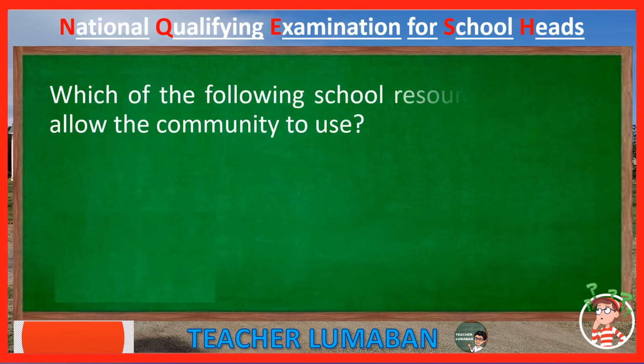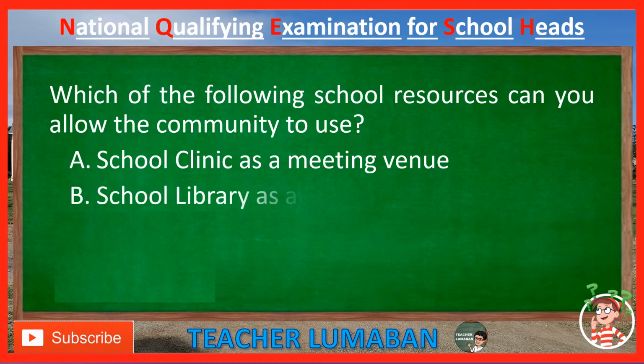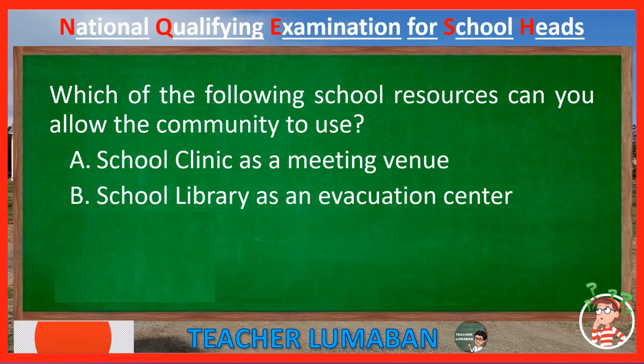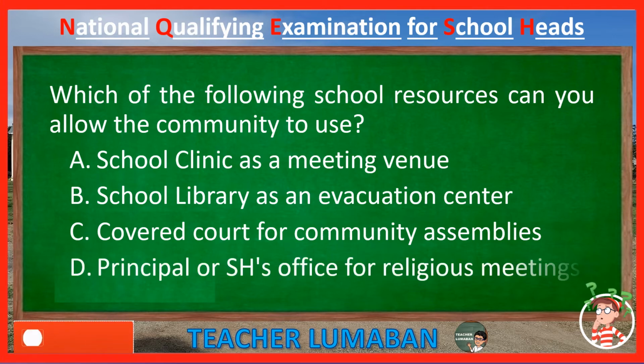Which of the following school resources can you allow the community to use? Letter A, school clinic as a meeting venue. Letter B, school library as an evacuation center. Letter C, covered court for community assemblies. Letter D, principal or SH's office for religious meetings. Choose the suitable answer based on the given choices in 5 seconds.